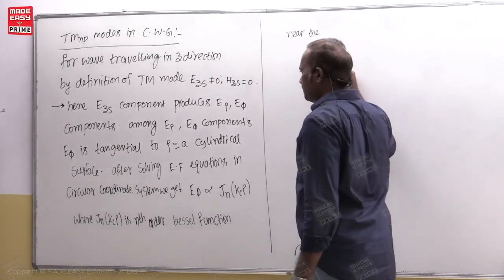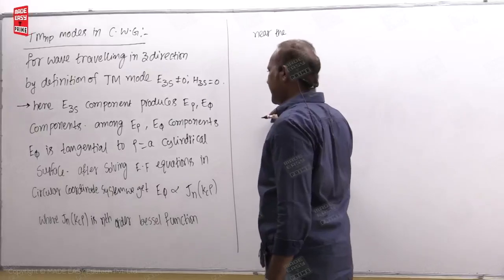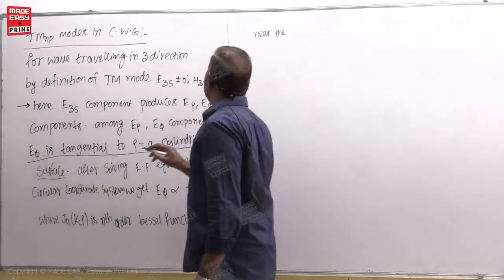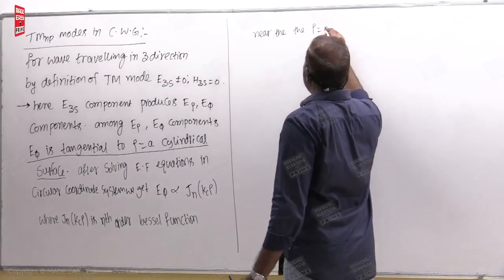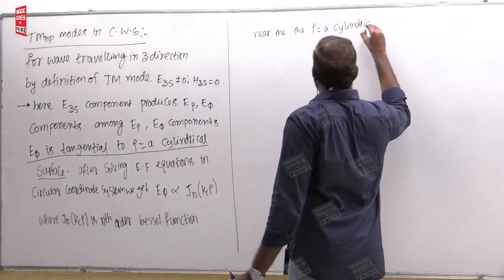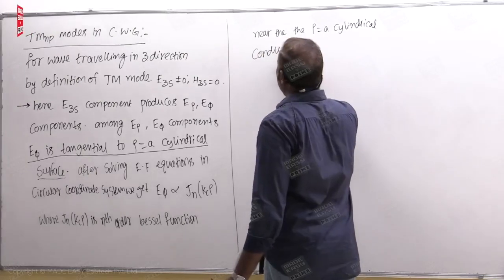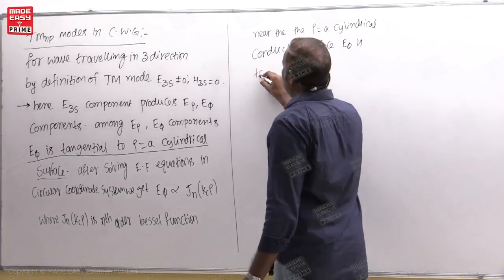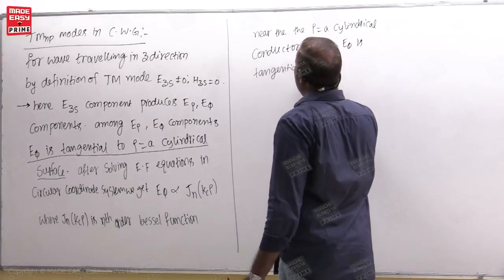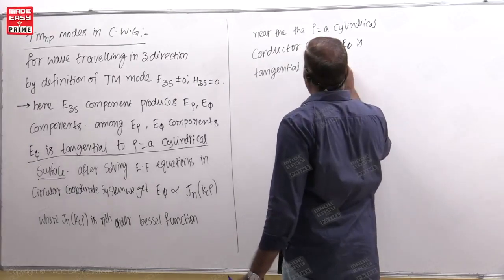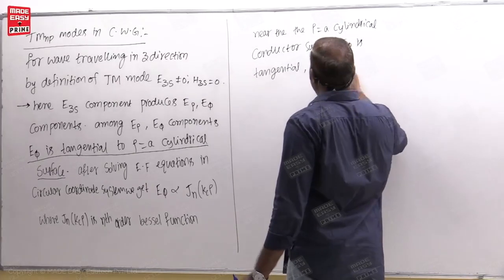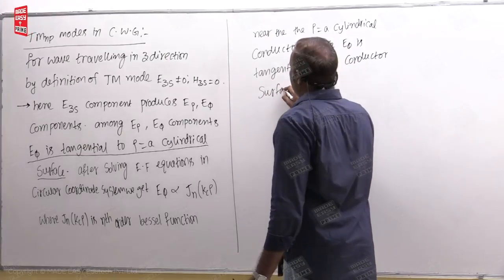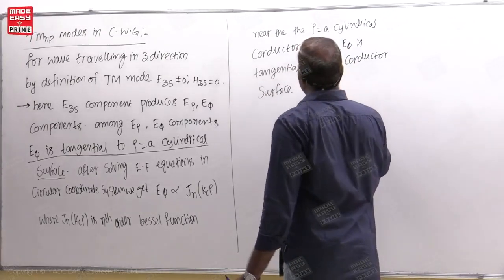Near the cylindrical conductor surface, at rho is equal to a, the tangential component of the electric field, E phi, is zero on a conductor surface.